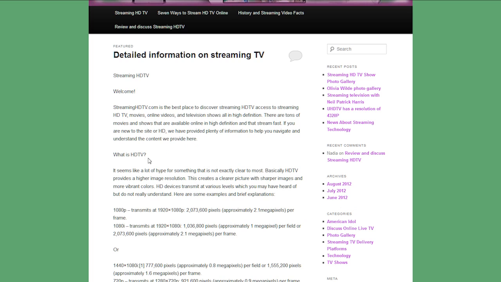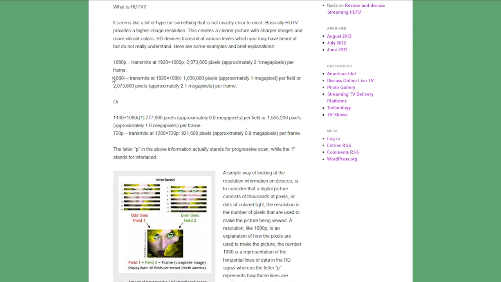What is HDTV? It seems like a lot of hype for something that's not exactly clear to most. Basically, HDTV provides a higher image resolution. This creates a clearer picture with sharper images and more vibrant colors. HD devices transmit at various levels, which you may have heard of but do not really understand. Here are some examples and brief explanations.